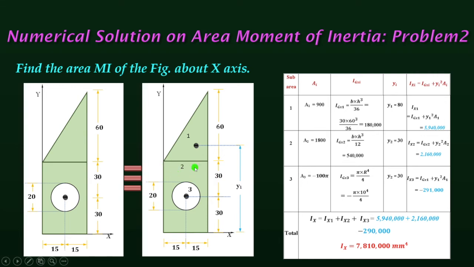Similarly, for section 2, it is a rectangle. The formula is base cube by 12 about the centroidal axis. So where is the centroid? This is the centroid for 2 as well as for 3. Both the centers coincide. What's the distance? Distance of the centroid from the x-axis is 30. And the formula again, base cube by 12. So what is B? This dimension is B. This is equal to H.